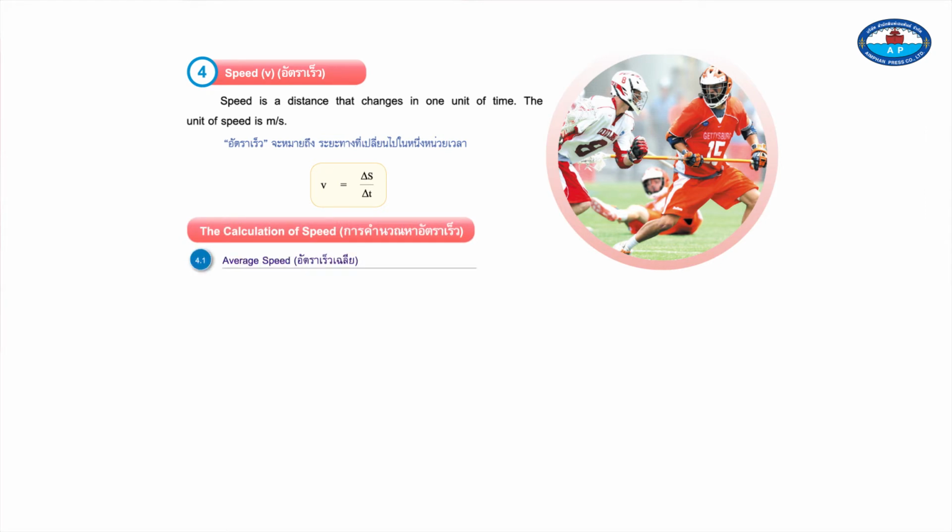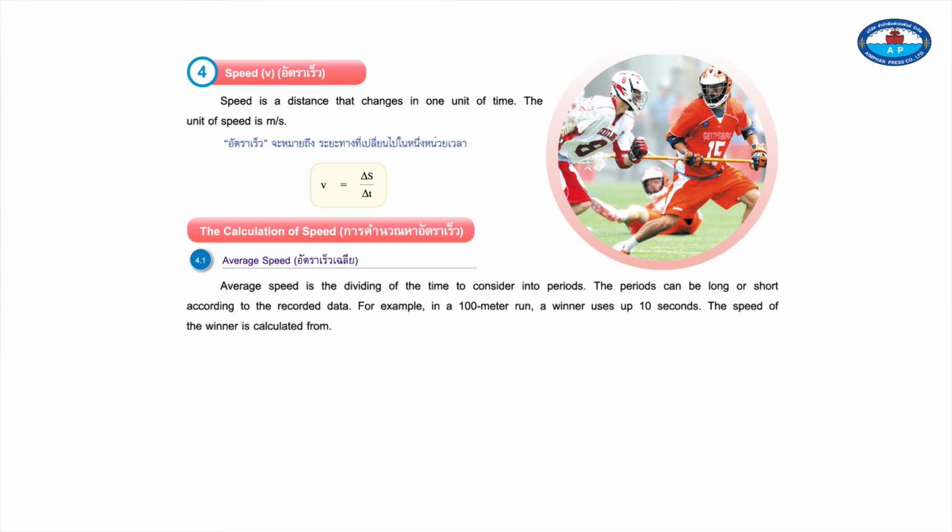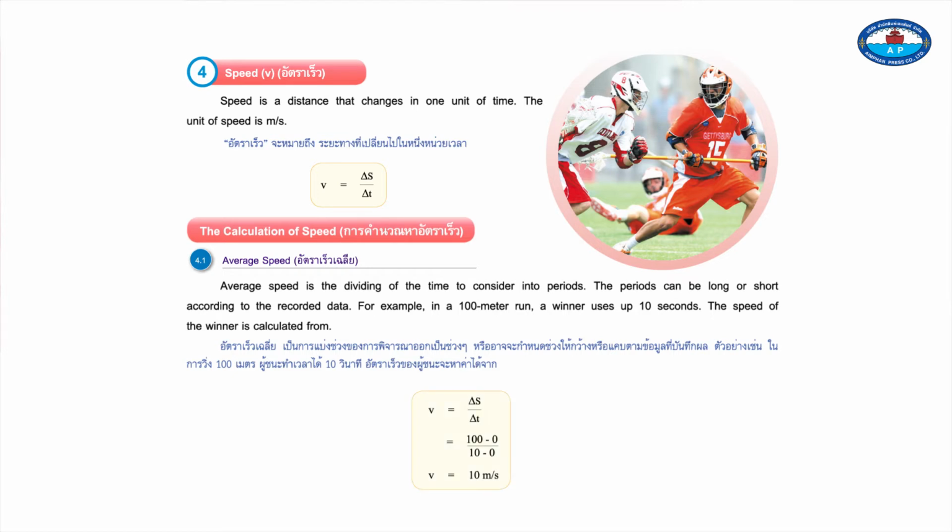4.1. Average speed. Average speed is the division of time into periods. The periods can be long or short according to the recorded data. For example, in a 100-meter run, a winner uses up 10 seconds. The speed of the winner is calculated from the following equation.